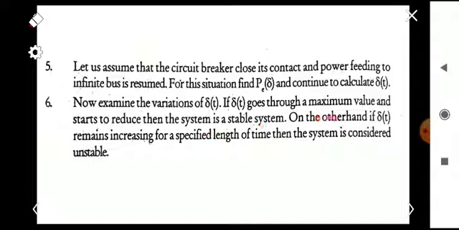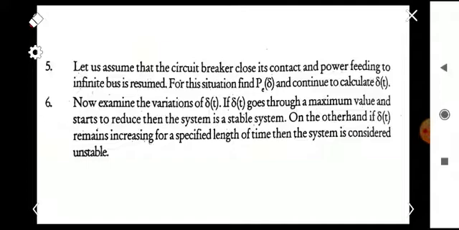The last step is to examine the variations of delta of t. If delta of t goes through a maximum value and starts to reduce, then the system is a stable system. On the other hand, if delta of t keeps increasing for a specified length of time, then the system is considered unstable, as we have discussed in the previous lectures.